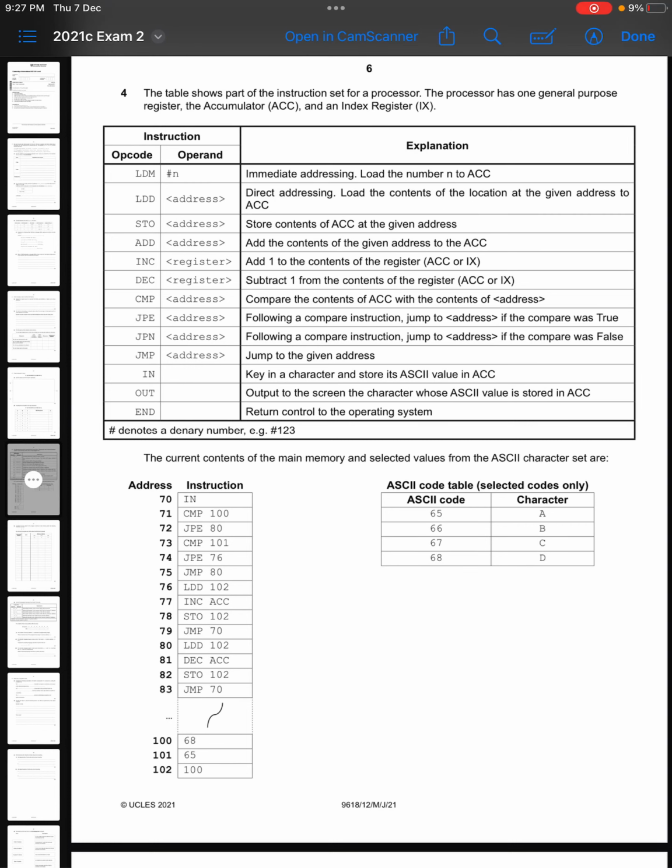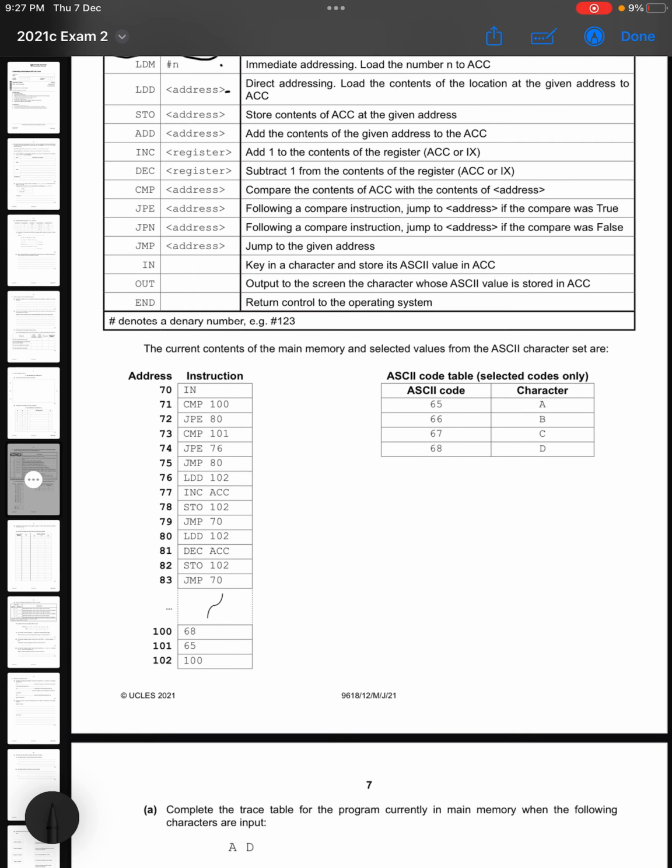Hello. In this video, we're going to be going over trace tables for assembly language. Now, in this paper, we are given a question based on this topic, and in an overview, it is a very straightforward question because we are given a big table of information. One, for all the opcodes that are being used in this question, all the operands, and what they are, either a number or an address, and the explanation for what each of these opcodes do.